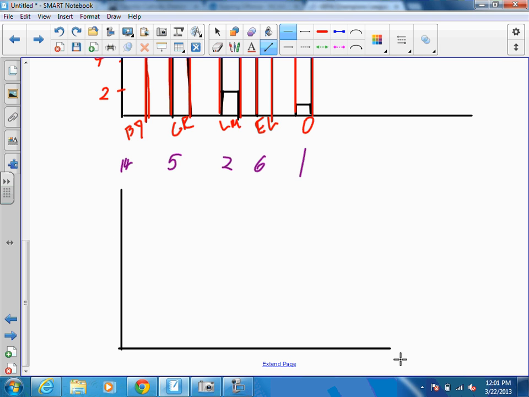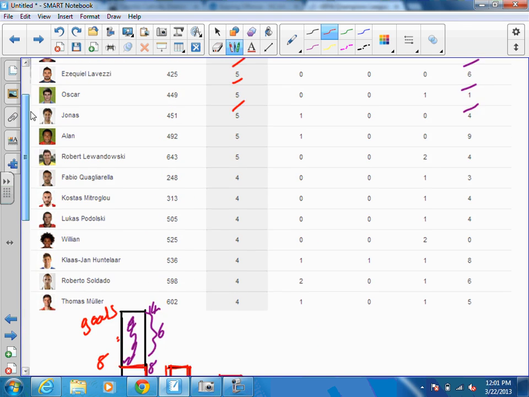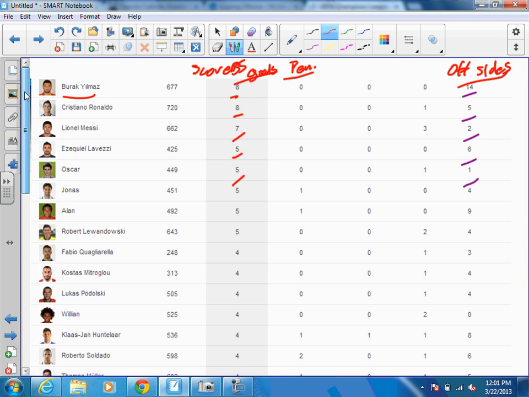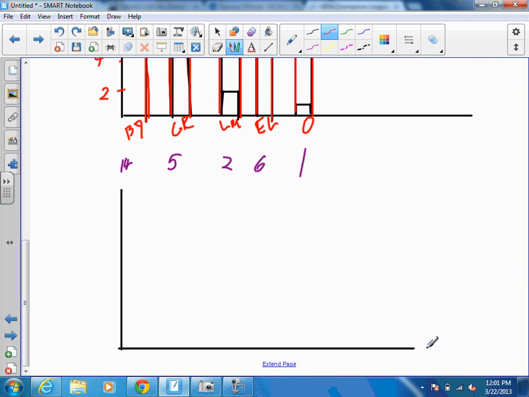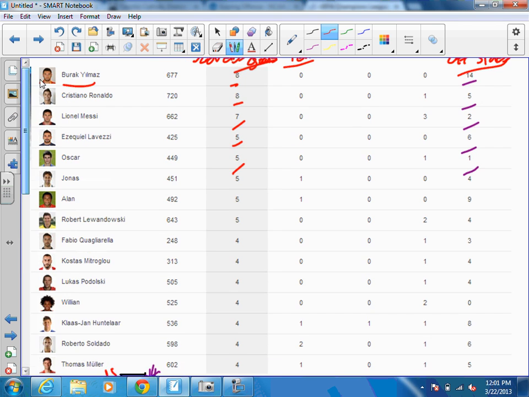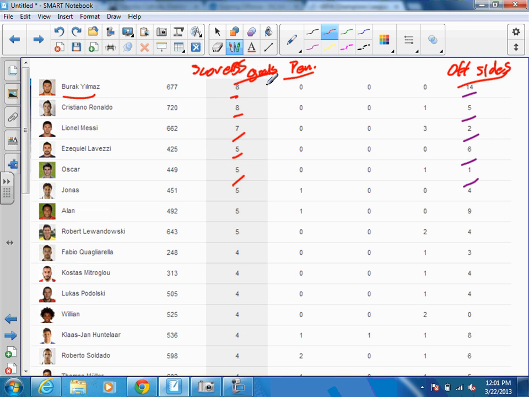And technically, it doesn't matter which variable we put on which axis, except that one of them usually causes another. Now, in this one, we've kind of taken two random ones. A lot of times when we make these, we have an independent, if you guys remember, and a dependent variable. Now, you're going to have to know soccer a little to answer this type of question. But goals and offsides, does one of them cause the other?